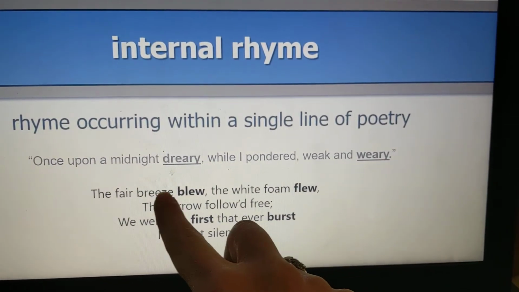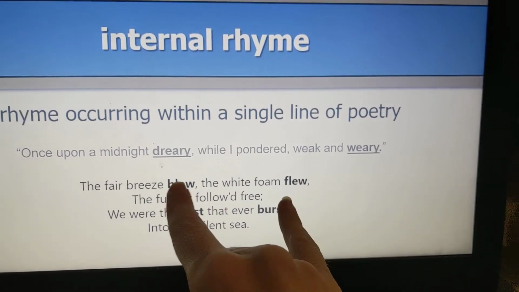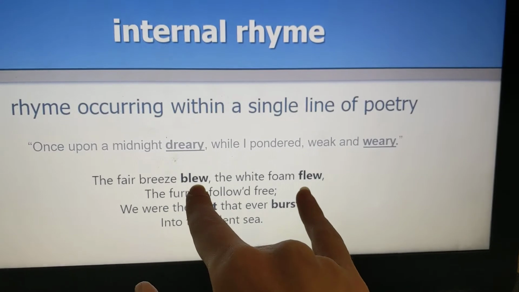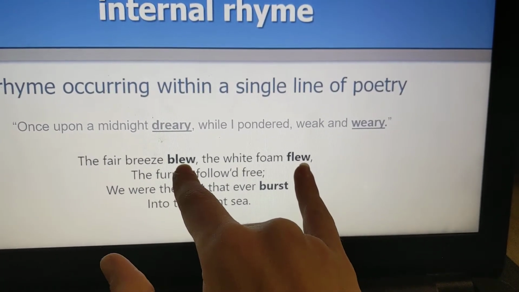Okay, then we have the fair breeze blew, the white foam flew. Okay, another example of internal rhyme. Both of these are on the same line of poetry, and they are perfect rhymes. Blew, the U sound, blew and flew.